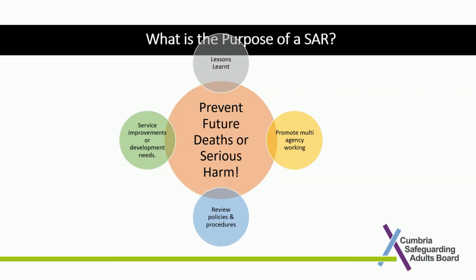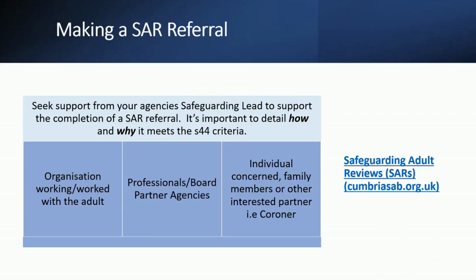So the purpose of a SAR is to prevent future harm, and we do this by looking at lessons learned, promoting multi-agency working, reviewing our policies and procedures, making service improvements or developments. So the importance of being here today together is to ensure that what happened to Sarah doesn't happen to another person in Cumbria.